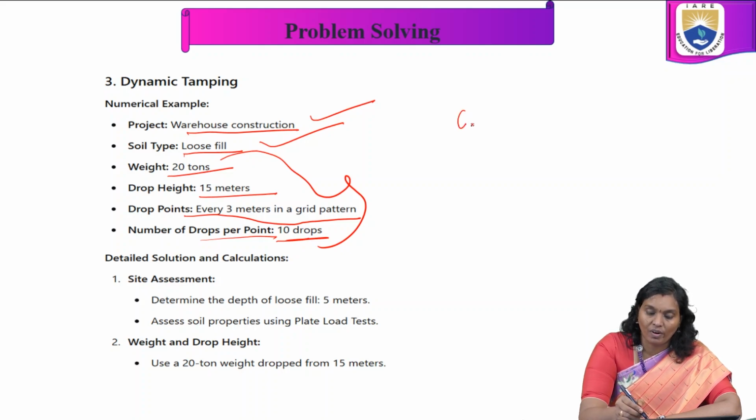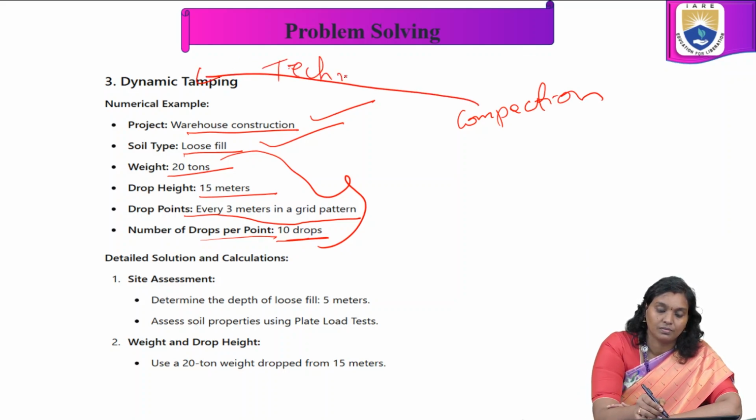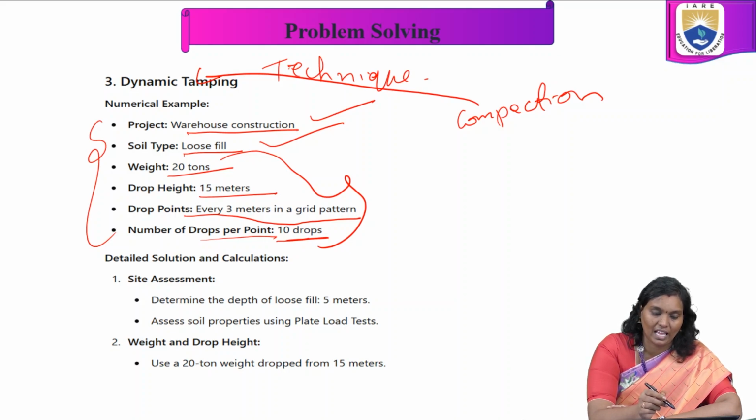We require compaction of the area, so for that we choose the dynamic tamping technique. Now these are the numerical values we have. What are the things we will do using these? How do we apply them? What is the detailed solution and calculation?